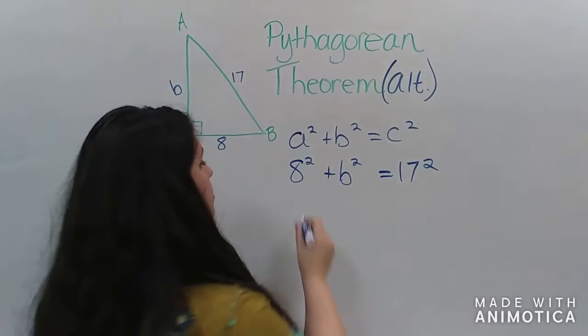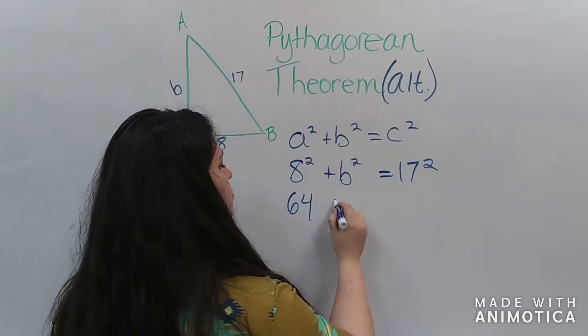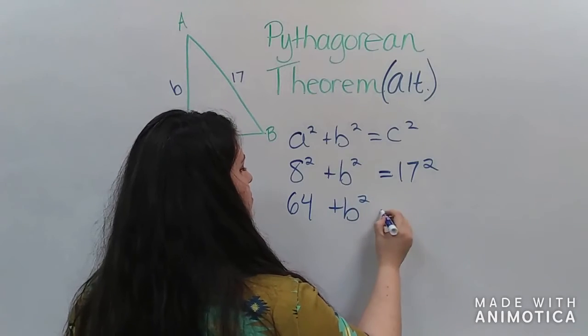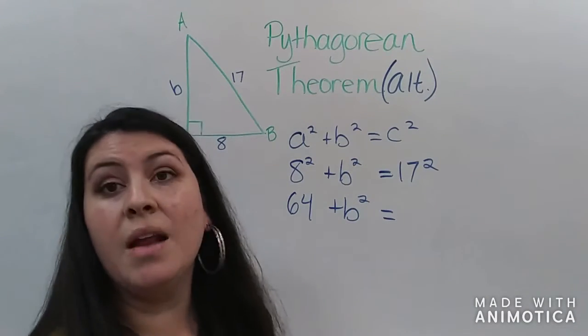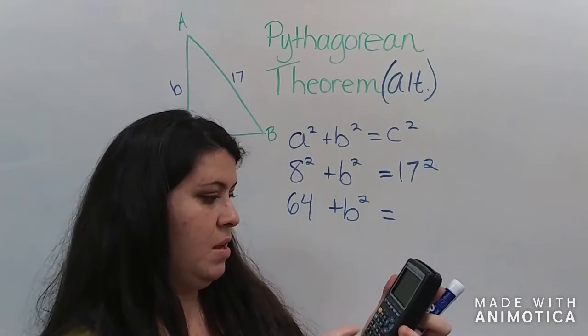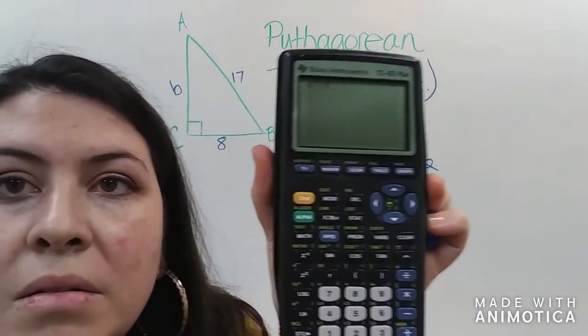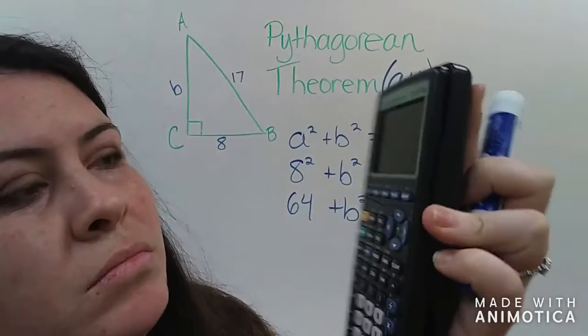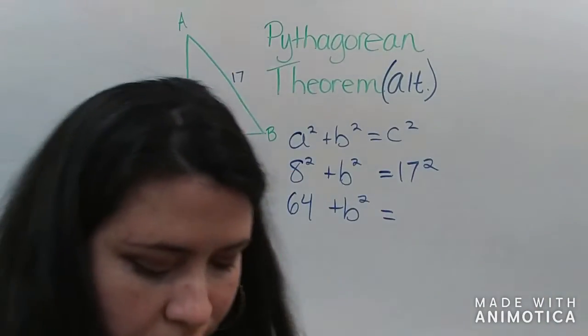Now I know 8 squared. Now I'm going to ask my assistant what 17 squared is. Assistant, tell me 17 squared. 289.